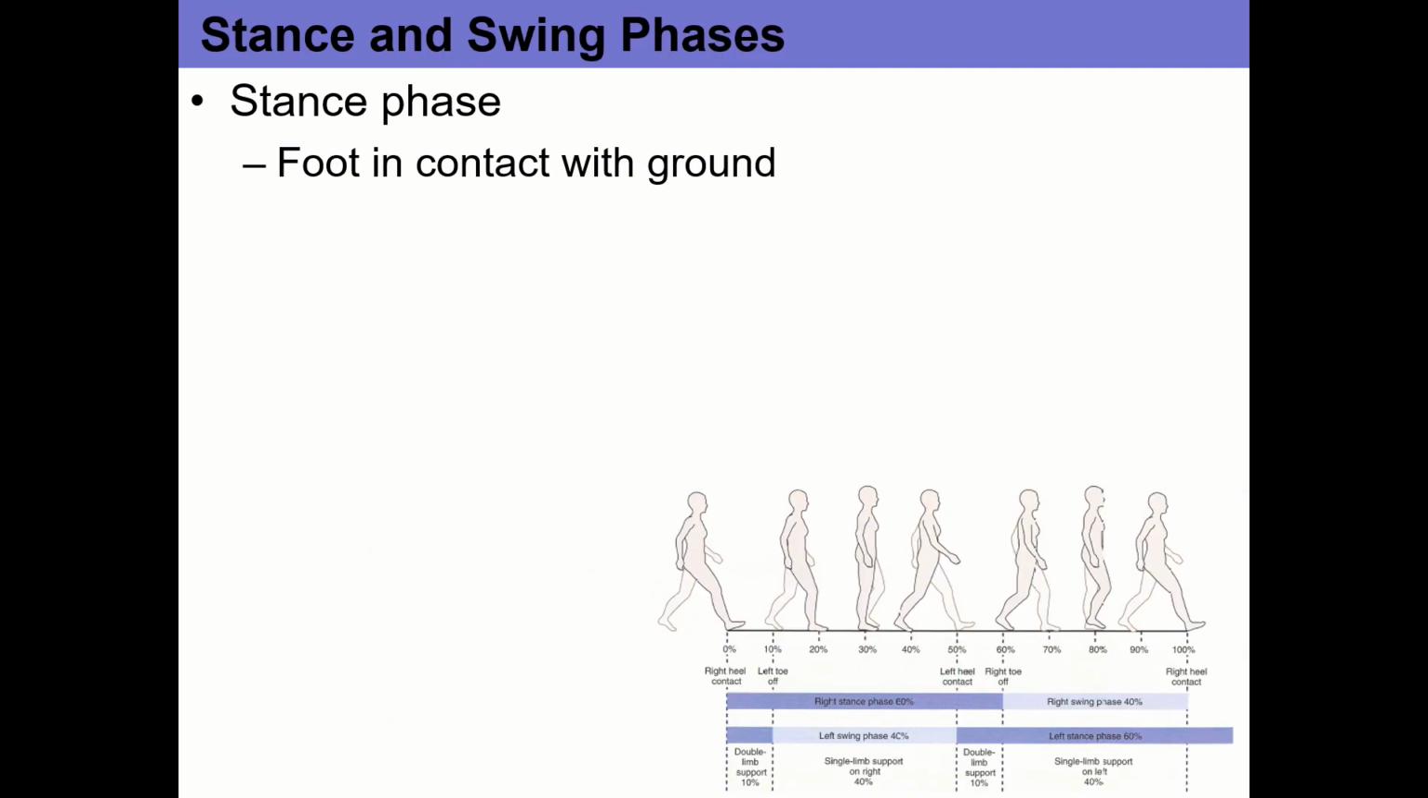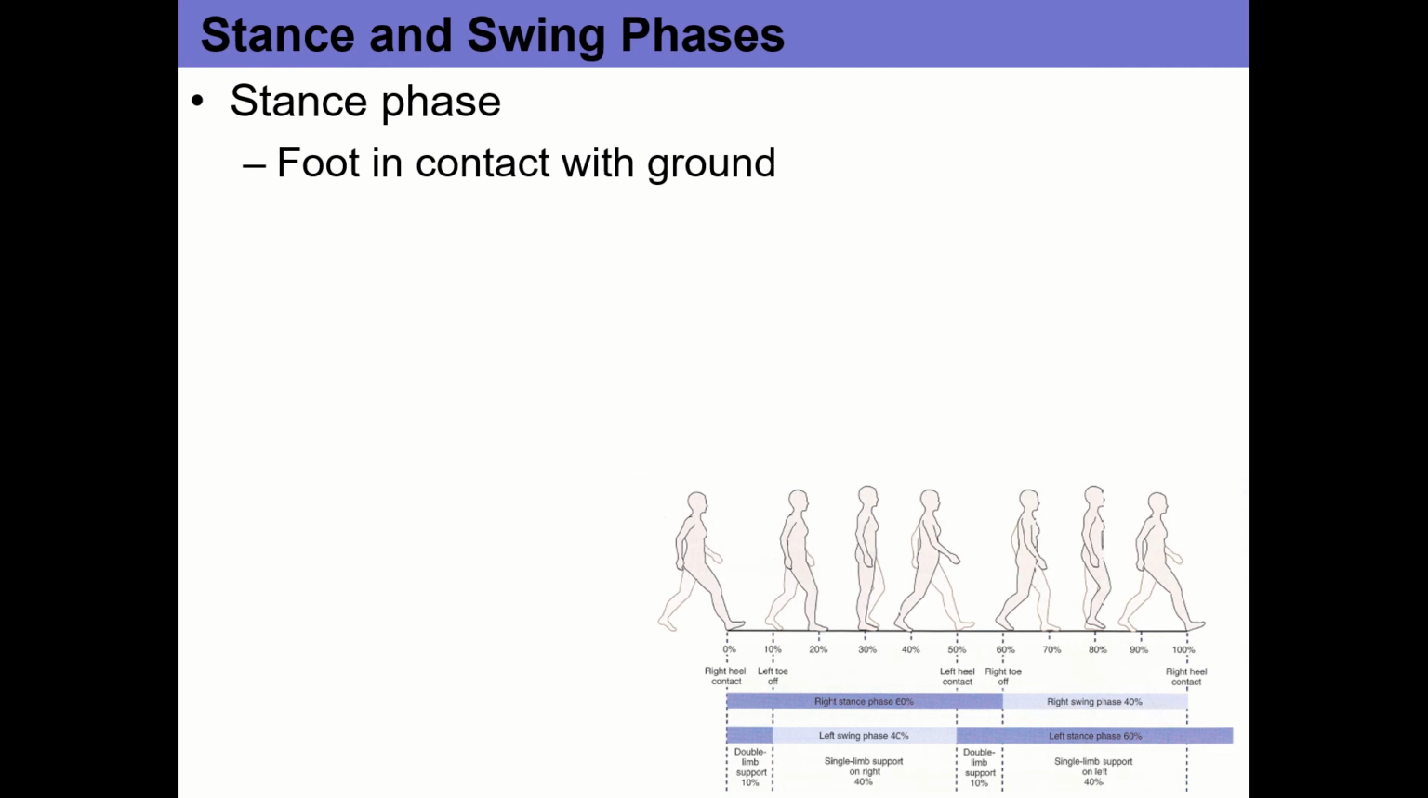All right, so each stride then has two phases. There's a stance phase and a swing phase. The stance phase is when you are weight bearing. The weight is over the top of the foot and it's touching the ground. Now, not necessarily all of the foot's touching the ground, but at least part of it is. So that's the stance phase, and that takes up about 60% of the gait cycle.